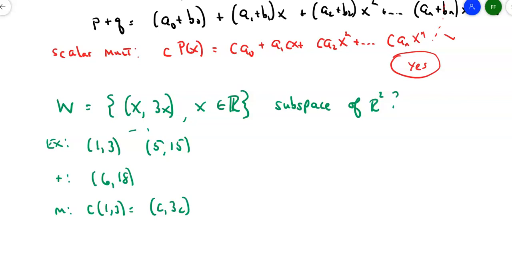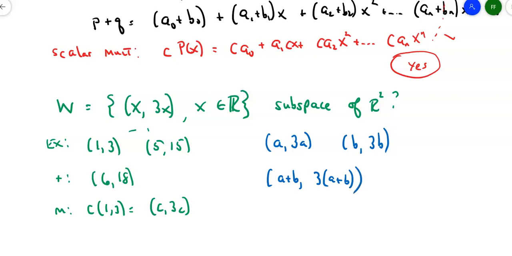If you want to do it more thoroughly, you could come up with vector a, 3a, and vector b, 3b, and show that adding them together will give you the vector a plus b, 3a plus 3b. Well, 3a plus 3b can be written like that, and sure enough, it's closed under vector addition because the second element is 3 times the first element. Is it closed under scalar multiplication? Sure. Multiply a scalar times the first one, and you get ca and then c times 3a. So the second one is 3 times as big as the first one.